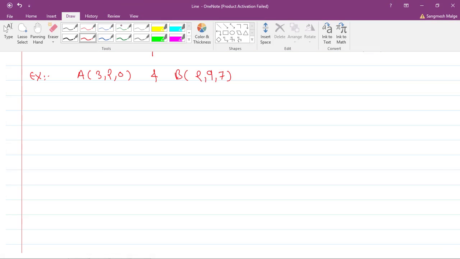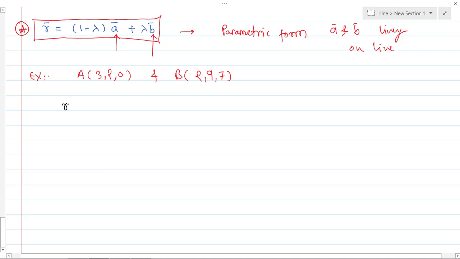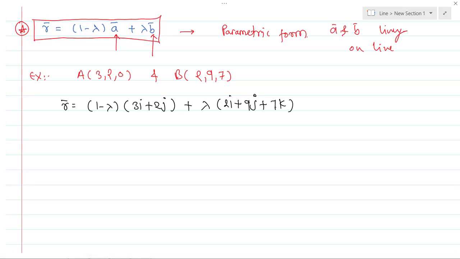the parametric form. तो क्या होगा भाई, we know that r bar is equals to (1 minus lambda) a bar plus lambda b bar, which is nothing but 3i plus 2j plus 0k plus lambda into 2i plus 9j plus 7k. This is the required equation of line in the parametric form. Okay, and the value of parameter can be found out by the additional information given in the question, and those cases also we will see once we start our exercises.